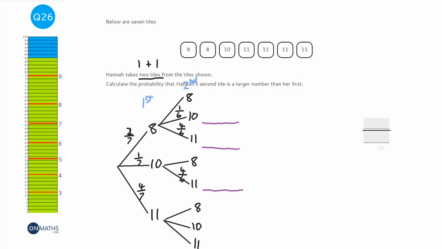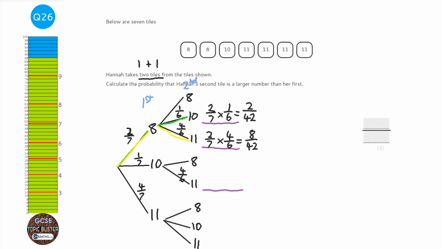So let's have a look and see what lines we're going down for the first one. So we're going 2 over 7, and then 1 over 6. So it's going to be 2 over 7 times 1 over 6, times the tops times the bottoms. Okay, next line, we're going to do same line down here, but this time we go down here. So it's going to be 2 over 7, but this times 4 over 6. So that's going to be 8 over 42.